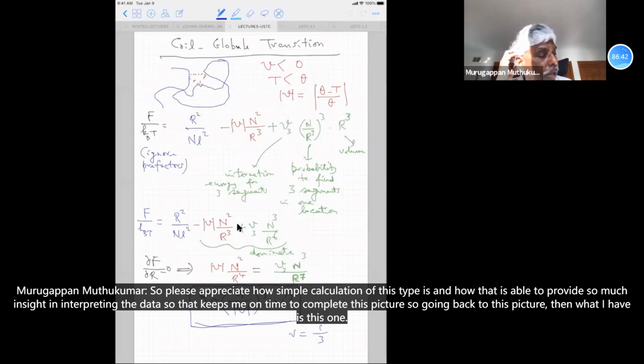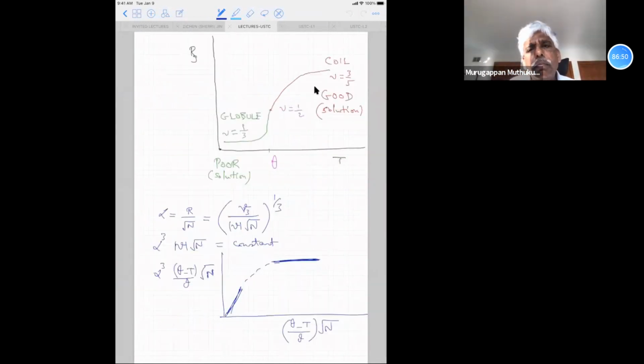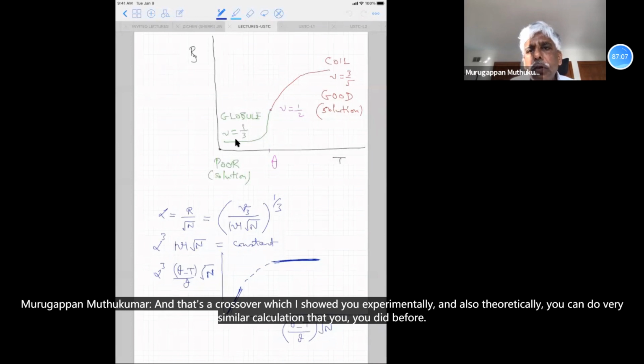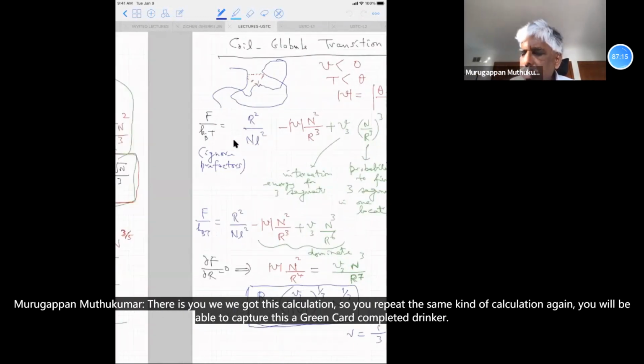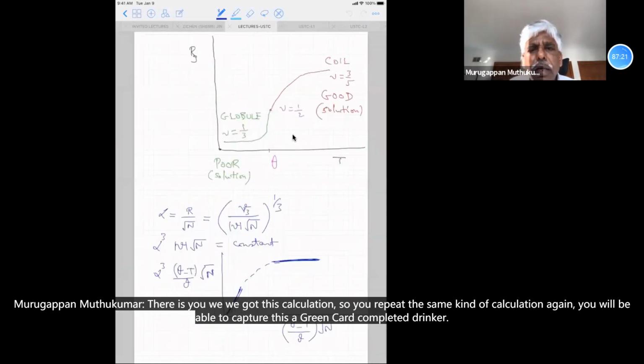So that keeps me on time to complete this picture. Going back to this picture then, I have a coil, with repulsive excluded volume interaction dominating here. And then for temperatures below the theta temperature, I have a formation of globule with the size exponent 1/3. And that's a crossover, which I showed you experimentally. Theoretically, you can do a very similar calculation to what you did before. You repeat the same kind of calculation and you will be able to capture this complete green curve.